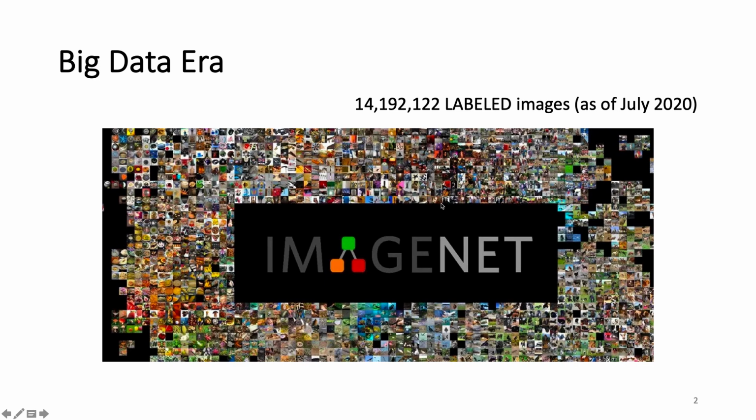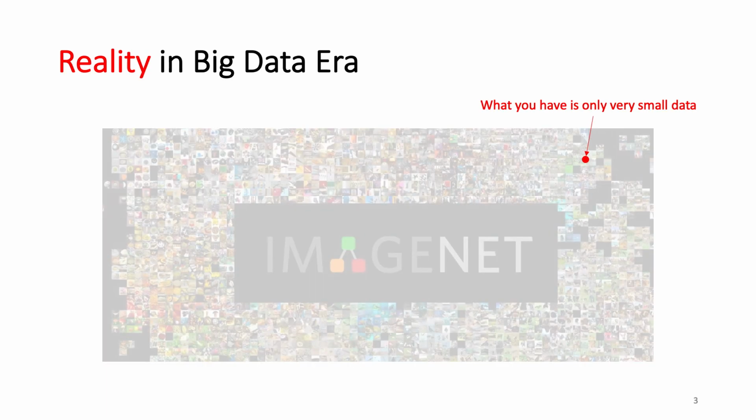Everybody says we live in the big data era these days, and a very representative dataset is ImageNet, which has more than 14 million labeled images. Everybody knows this dataset. However, when we are dealing with our real tasks, maybe we are facing the challenge of small data, where we only have a small amount of data.